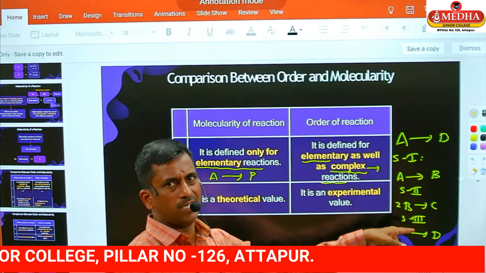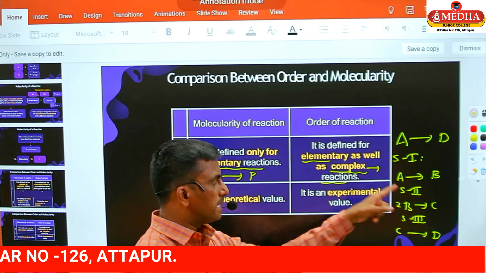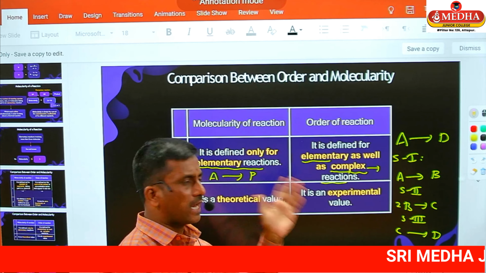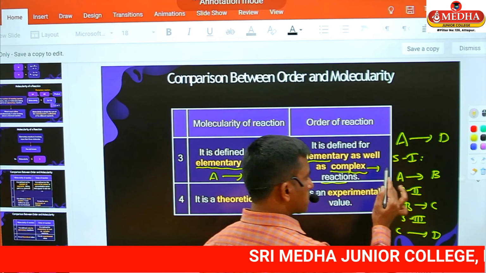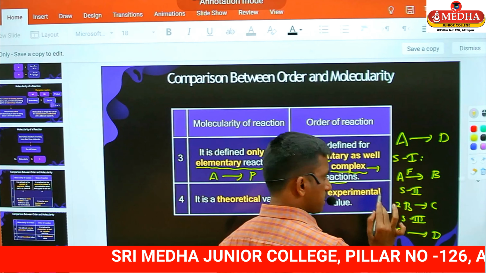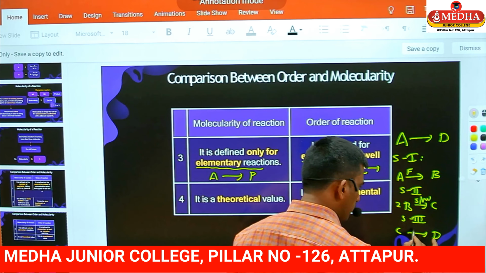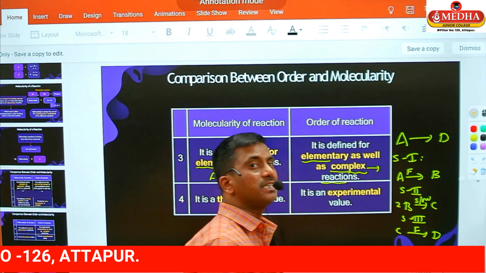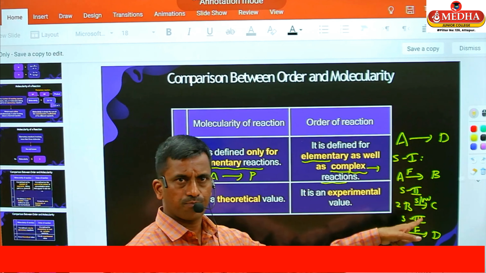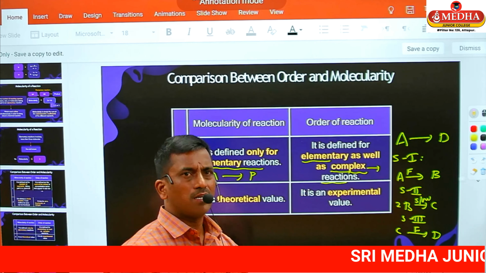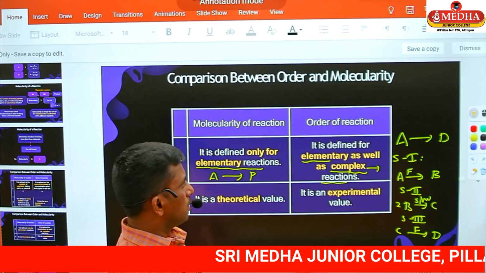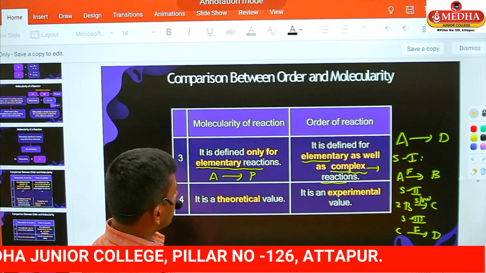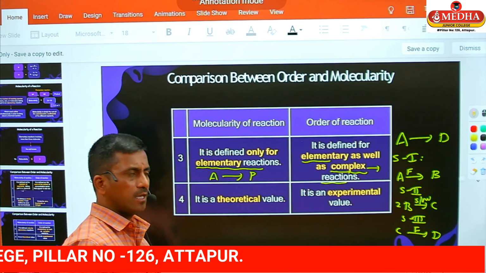So there are multiple steps, and that's why this type of reaction is called a complex reaction. Order of reaction is applicable to elementary as well as complex reactions. Step 1 is a fast step, step 2 is a slow step, and step 3 is again a fast step. The rate of reaction depends upon the slow step, which is called the rate determining step. Order of reaction is applicable to elementary as well as complex reactions, but molecularity is applicable only to elementary reactions.